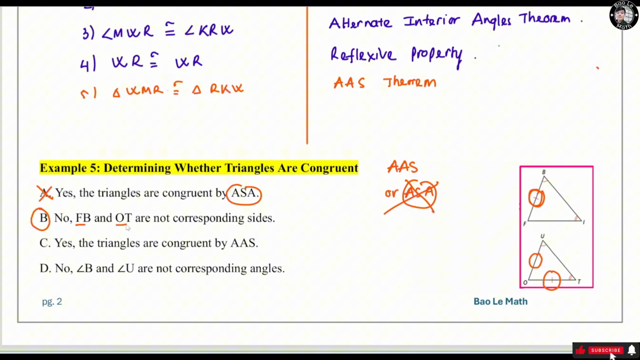FB and OT are not corresponding sides. Look, this one and this one are not corresponding sides. This one and this one are corresponding sides.